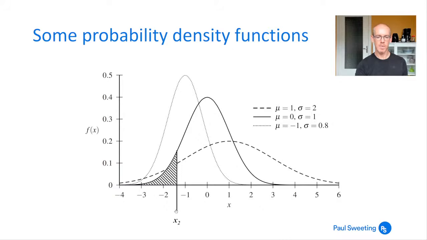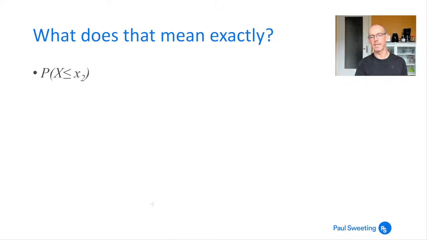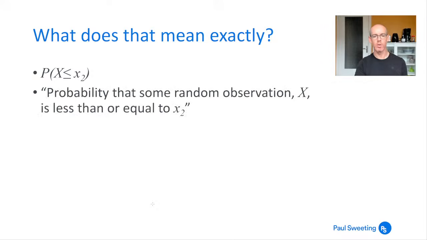The probability of something being less than x2 on this middle curve here is this area shaded here, and that is less than 1. It's the probability that x is less than x2. So what does this mean exactly? Probability that x is less than x2 means the probability of some random observation x from this particular distribution is going to be less than or equal to this number x2.